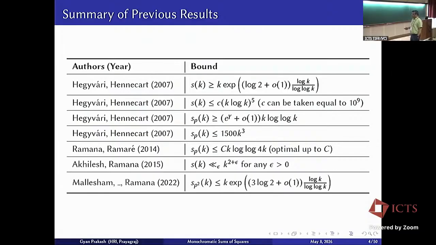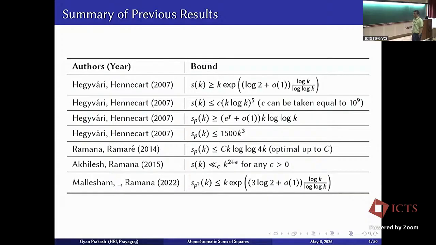Then for the set of prime squares, Malesham, Suri, and myself proved that S_P-square(k) is less than or equal to k exponential 3 log 2 plus little o of 1. So this is the lower bound which I have mentioned for the set of squares, is it? Yeah, here. This will work also for the prime squares.